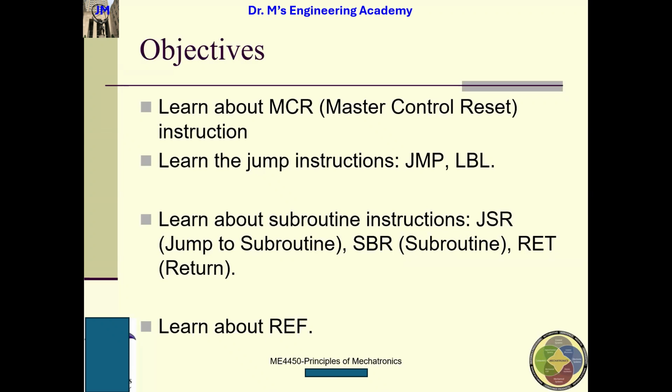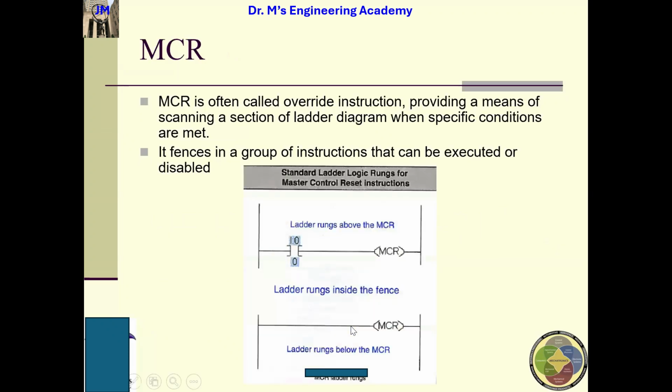Then we learn about MCR. MCR is very important, not just for our PLC level 3, but also for our quiz or exam. What is MCR? Master control relay, often called an override instruction, providing a means of scanning a section of ladder diagram when specific conditions are met. It defines a group of instructions that can be executed or disabled.